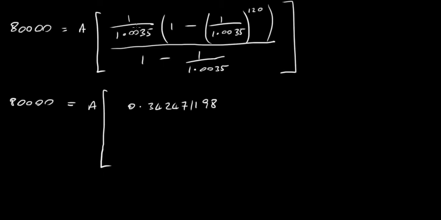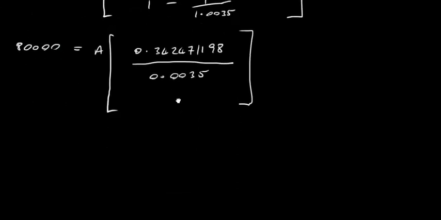I wouldn't maybe try typing all of this into your calculator in one go. It's best to do it in a number of different steps here. So you can do a few different lines between here. On the bottom here you end up with 0.000035. Okay, so now almost there.